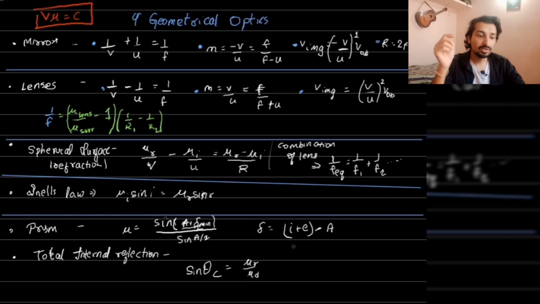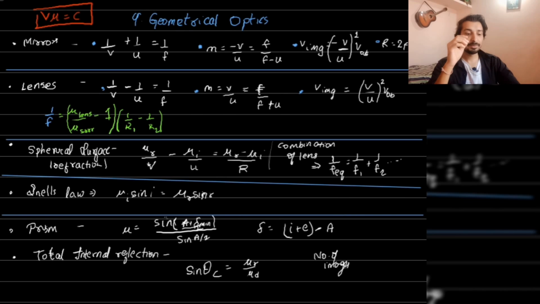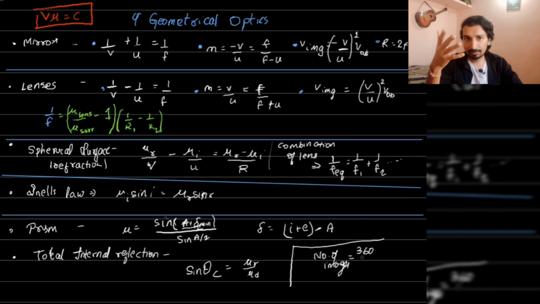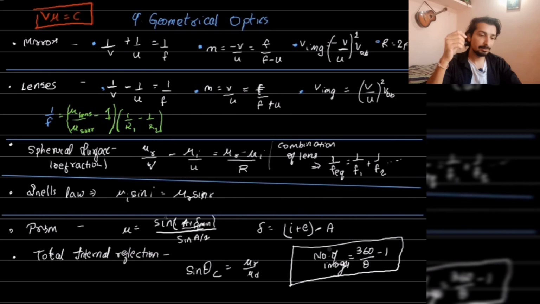So mu is the refractive index, and then how many images are formed? If you place two mirrors, there are so many images, right? You might have gone to a barber. When you go to the barber, you see so many images in the mirror, continuously. So what is that? That is 360 divided by theta, minus 1. That will give you the number of images. Whatever angle the mirrors are at, you need to divide 360 by that angle and subtract 1. That will give you the number of images.